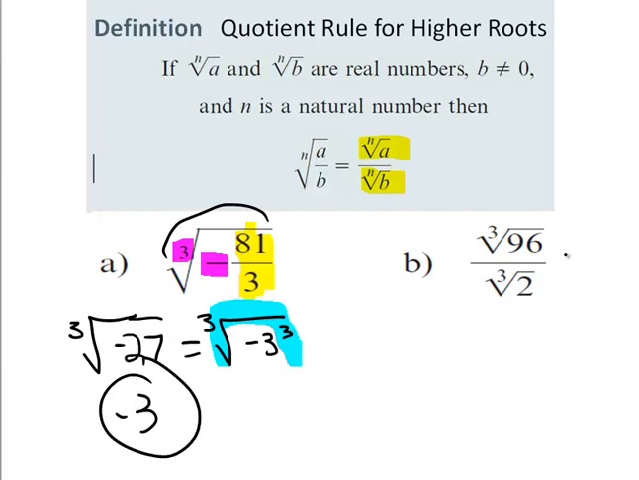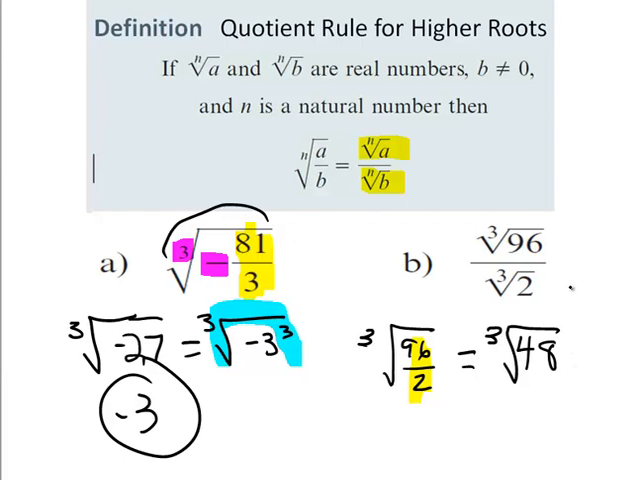Here, and again, remember, even though I have a radical over a radical, it still can be treated like this first. So I have the cube root of 96 over 2. Again, I like to work vertically first to see if I can deal with that, and I can. So let's see, 2 goes into 96 48 times. So now I just have to deal with the cube root of 48.